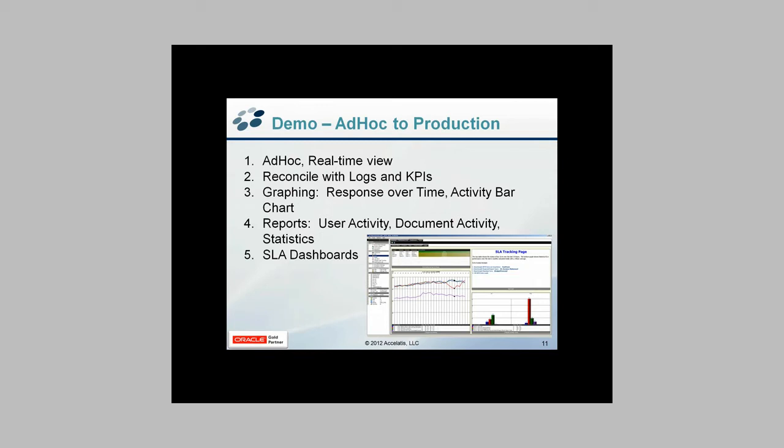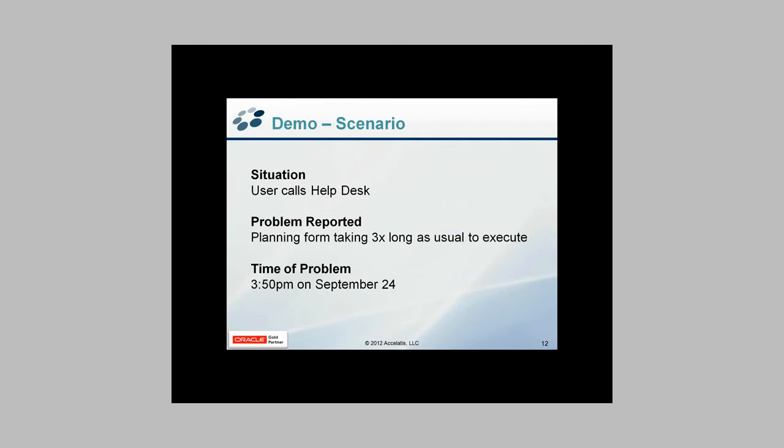We're then going to get into another level of looking at this where we can look at graphs and look at how we can graph response over time. So you can see how during the financial close, certain forms take a lot longer to execute than in the middle of the month, for example. And we'll also get into production reports, so formatted reports available in a number of formats, including PDF or Excel, on what users are doing, as well as looking at a breakdown of how the system is being accessed. And then lastly, we'll get into looking at SLAs and dashboards, which is, again, more of an aggregate view of what's happening with performance on the system.